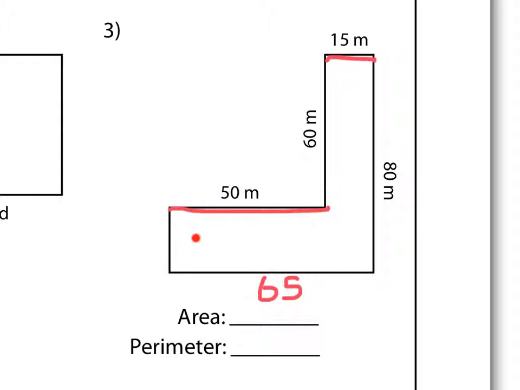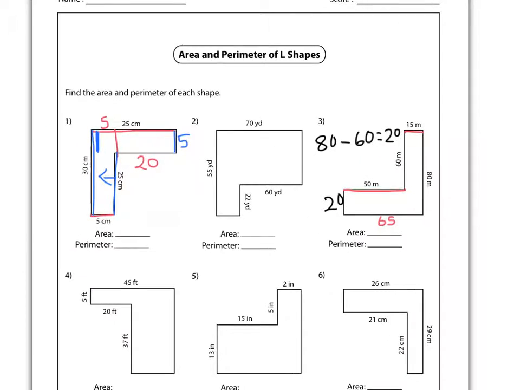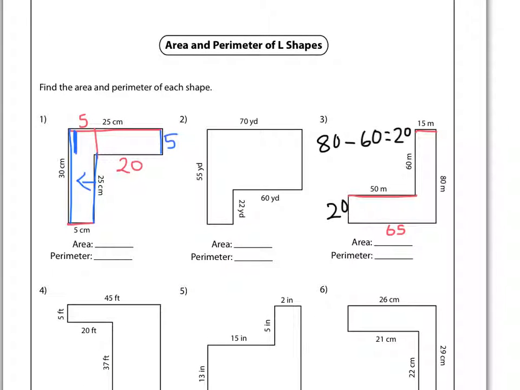Here, however, we're going to have to use subtraction to figure out what this is. So if this is 60, but we don't know what this is, 60 plus something is going to give us 80, or alternatively, 80 minus 60 is going to give us this. So 80 minus 60 is what? 20. So this length is 20 meters. What we can then do is add 20, 65, 80, 15, 60, and 50. And when we add all those up, those are going to give us the perimeter. So we're going to be using addition and subtraction to determine the perimeter of L-shaped geometric figures.